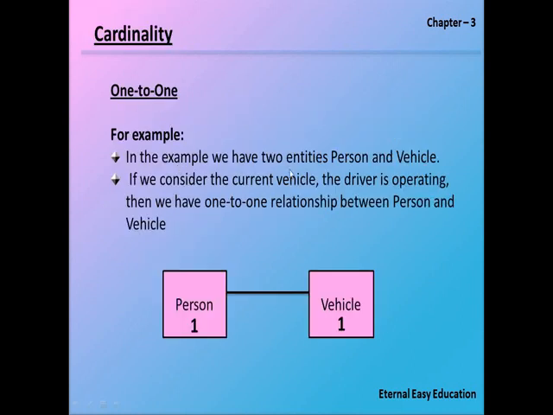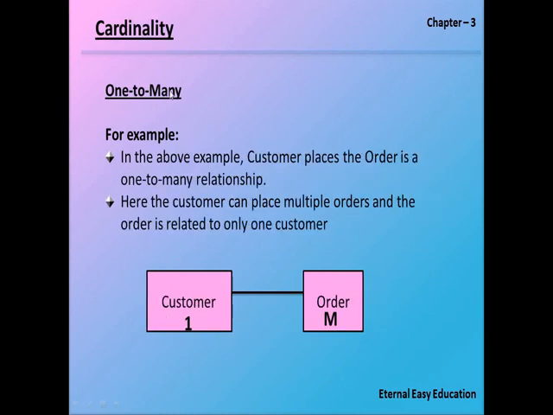One to one. We have two entities, person and vehicle. If we consider the current vehicle the driver is operating, then we have a one to one relationship. Is it clear? Next, one to many. In the above example, customer places the order. This is a one to many relationship. Customer can place multiple orders and the order is related to only one customer.